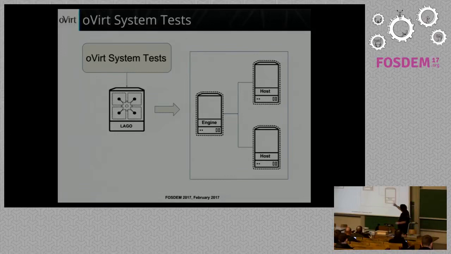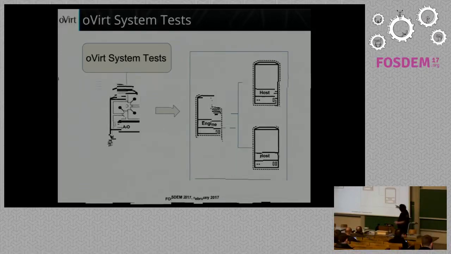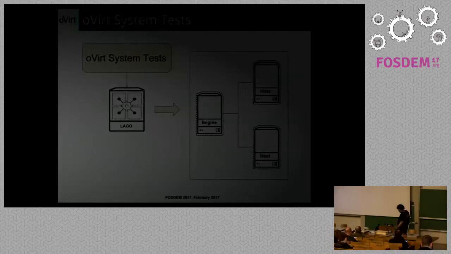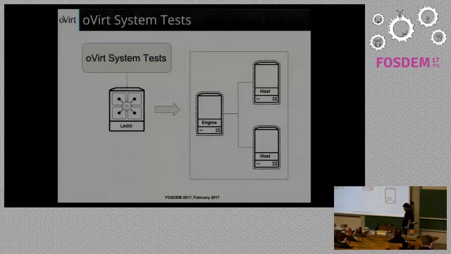For example, we have Lago and one engine and 2 hosts. This is all virtualized by Lago by using the Overt Lago plugin, and Lago outside just managing the VMs, and the Overt Lago plugin creating everything that's needed.